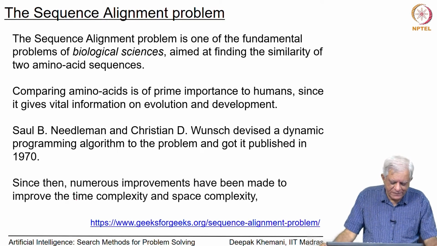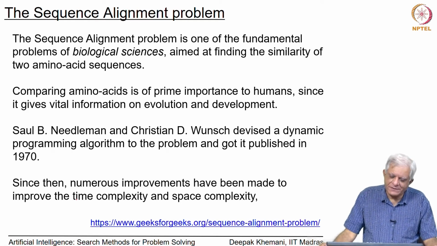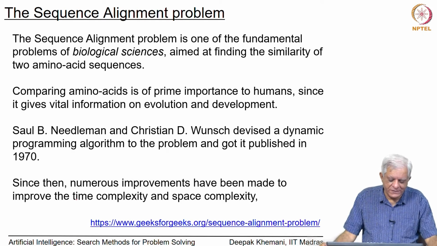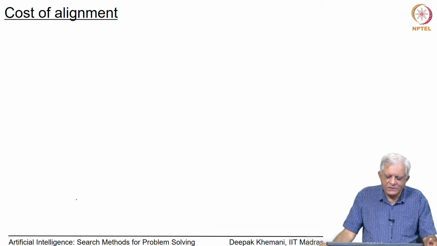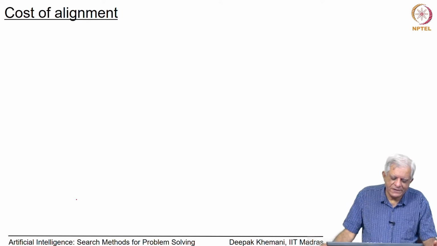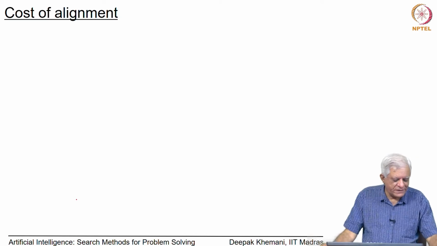But subsequently there were improvements, and we are going to look at one of those improvements to improve the time and space complexity essentially. In particular, we are going to be focusing on space complexity, as I have been saying. So, let us talk about what we mean by similarity, what we mean by matching, and how we can associate a cost with it.